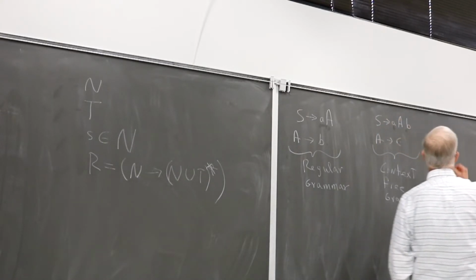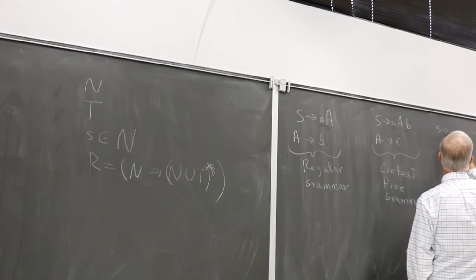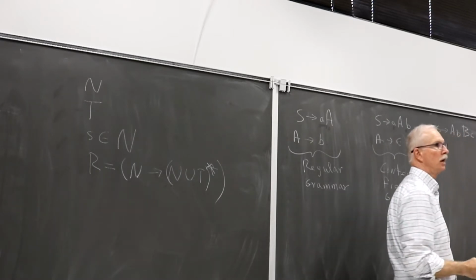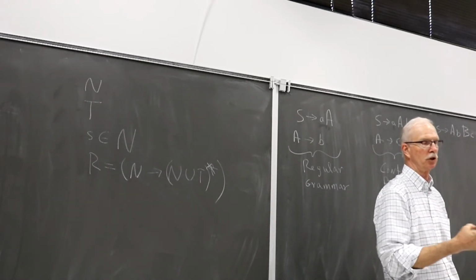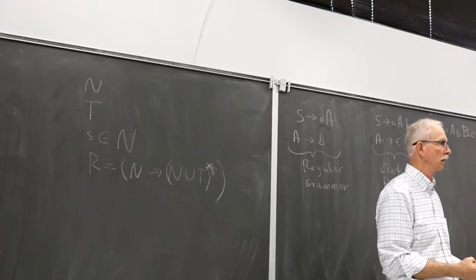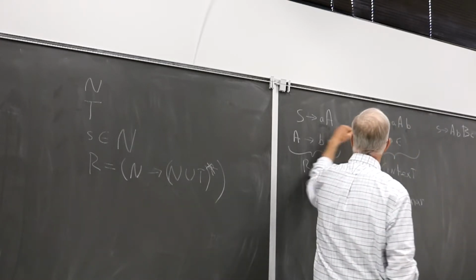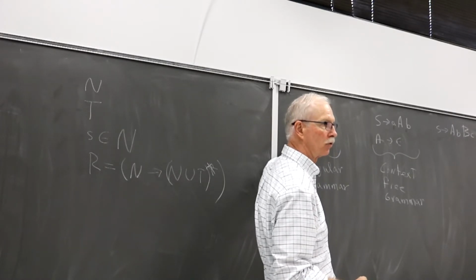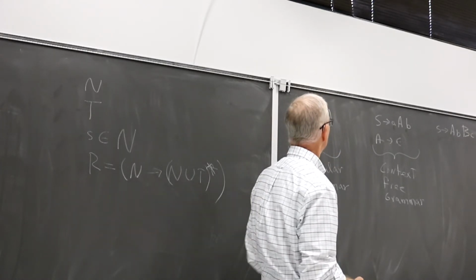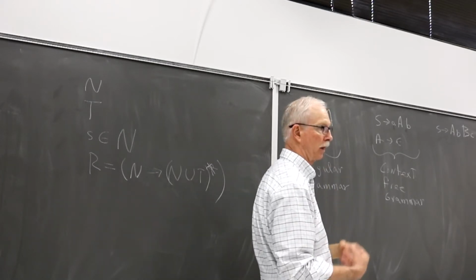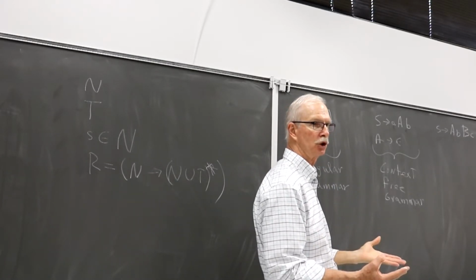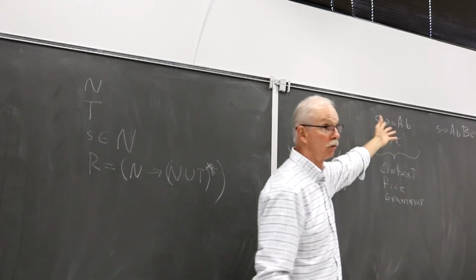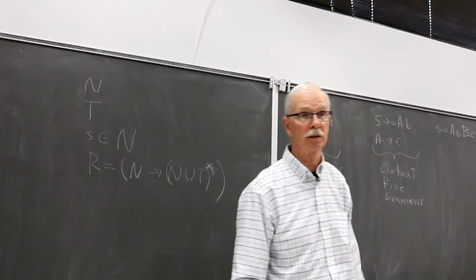So if I write a rule like S goes to A, B, B, C, that's context-free. I've got a bunch of stuff intermixed, so to speak. If I write a rule where the stuff isn't intermixed, then it's regular. So this I can represent with a finite state machine. This I cannot. I can do this with a pushdown automaton, but I can't with a finite state machine.